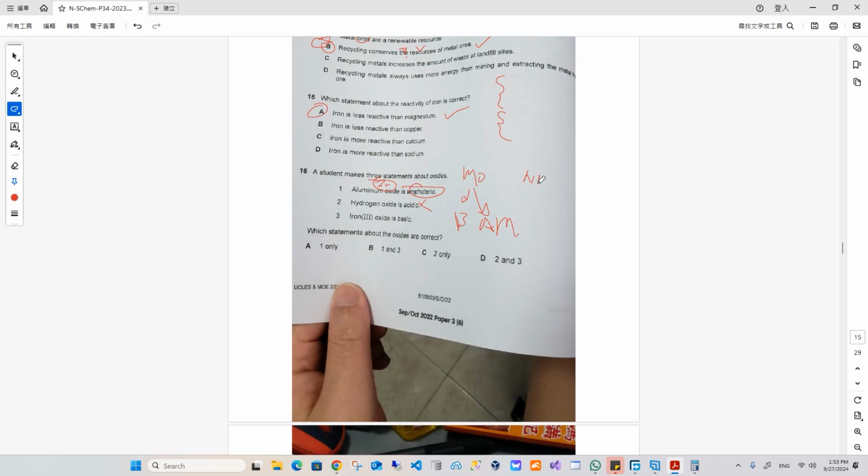A non-metal oxide can either be acidic or neutral. Neutral means you dissolve it in water and it doesn't react with anything, like hydrogen oxide is water, dissolving in water is just water. It doesn't react with acid or alkali, so it's not acidic or alkaline, it's neutral. Iron-three oxide is a metal oxide. It's either basic or amphoteric, and amphoteric is only two, aluminum and zinc. It's not aluminum, not zinc, so it's basic. So 1 and 3 are correct.